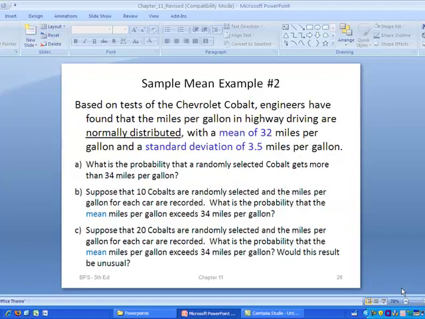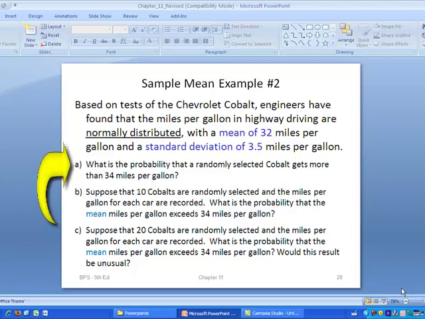Now let's look at another example. Based on tests of the Chevrolet Cobalt, engineers have found that miles per gallon in highway driving are normally distributed with a mean of 32 miles per gallon and a standard deviation of 3.5 miles per gallon. Now look at these questions.